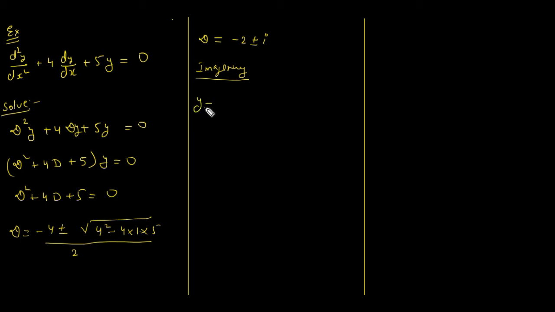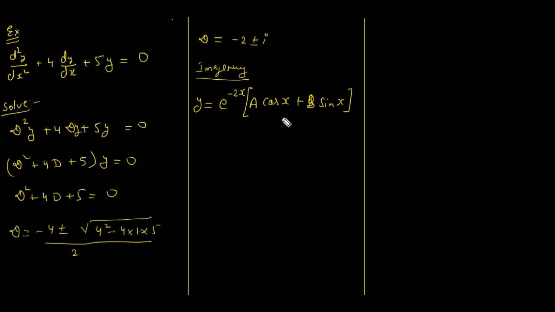So y is equal to e to the power real part. What is the real part? Minus 2. e to the power minus 2x bracket some constant, let a cosine term cos, the imaginary term i's coefficient is 1. So only x plus b sine x. This is the final complementary solution of this problem. I hope it is clear.